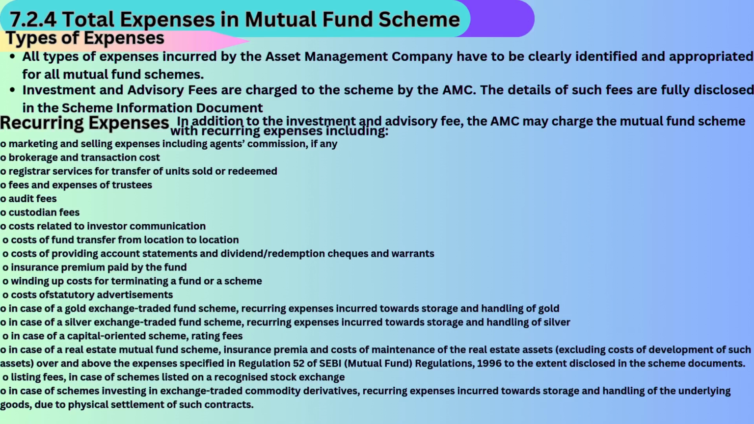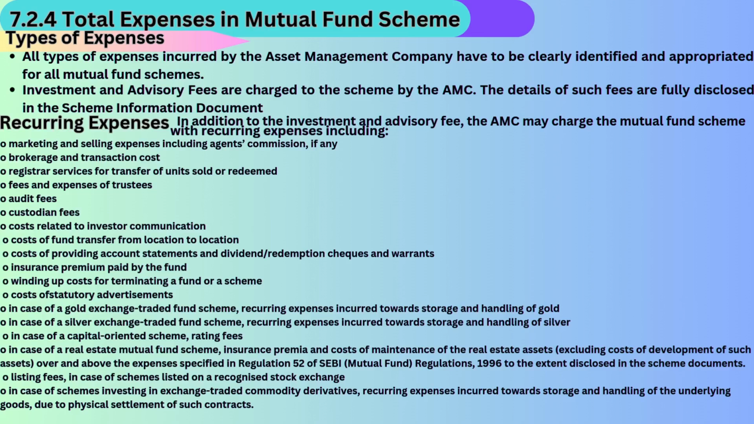In addition to the investment and advisory fee, the AMC may charge the mutual fund scheme with recurring expenses including marketing and selling expenses including agents' commission, if any, brokerage and transaction cost, registrar services for transfer of units sold or redeemed, fees and expenses of trustees, audit fees, custodian fees, cost related to investor communication, cost of fund transfer from location to location, cost of providing account statements and dividend and redemption cheques and warrants, insurance premium paid by the fund, winding up cost for terminating a fund or a scheme, and cost of statutory advertisements.